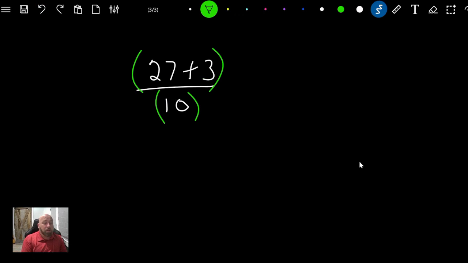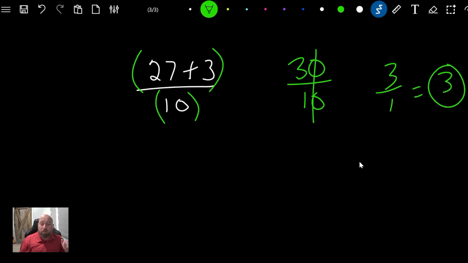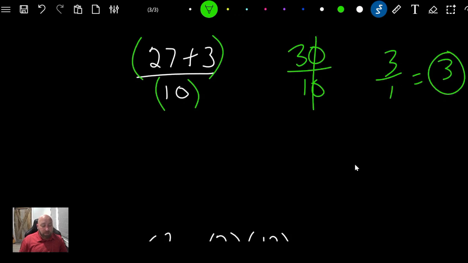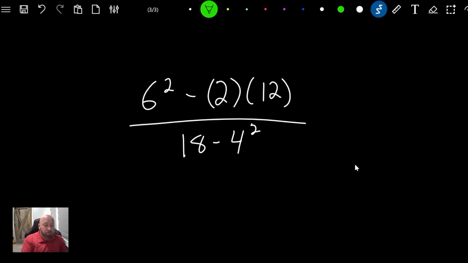Okay, good. So 27 plus 3 is going to give us 30 over 10. Now we just do the division. One way to do this would just be canceling the zeros, and you'd get 3 over 1, and obviously that equals 3. That would be our answer there. Pretty simple solution there. All right, this one's a little bit more complicated.